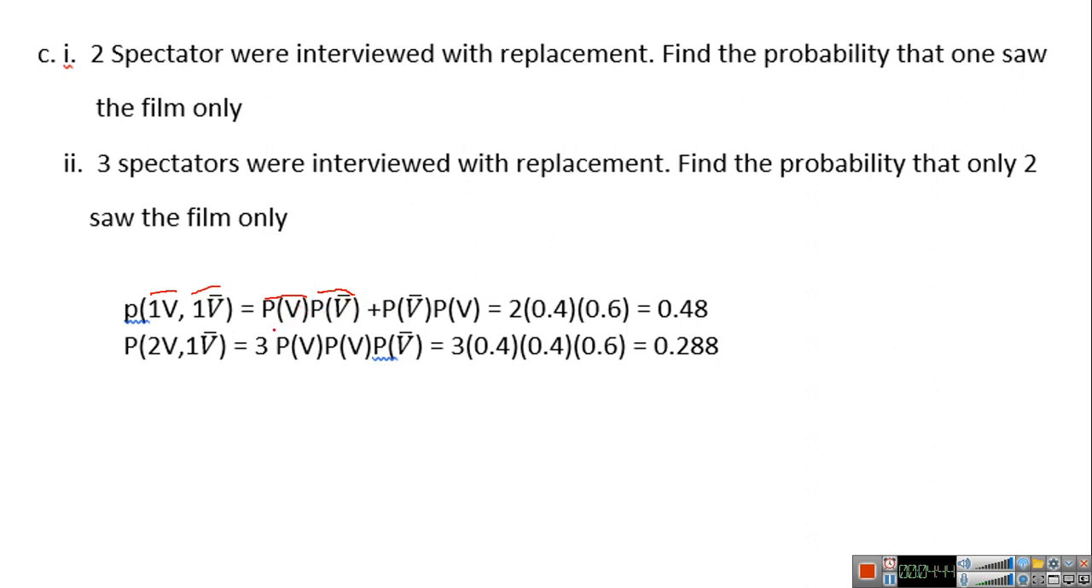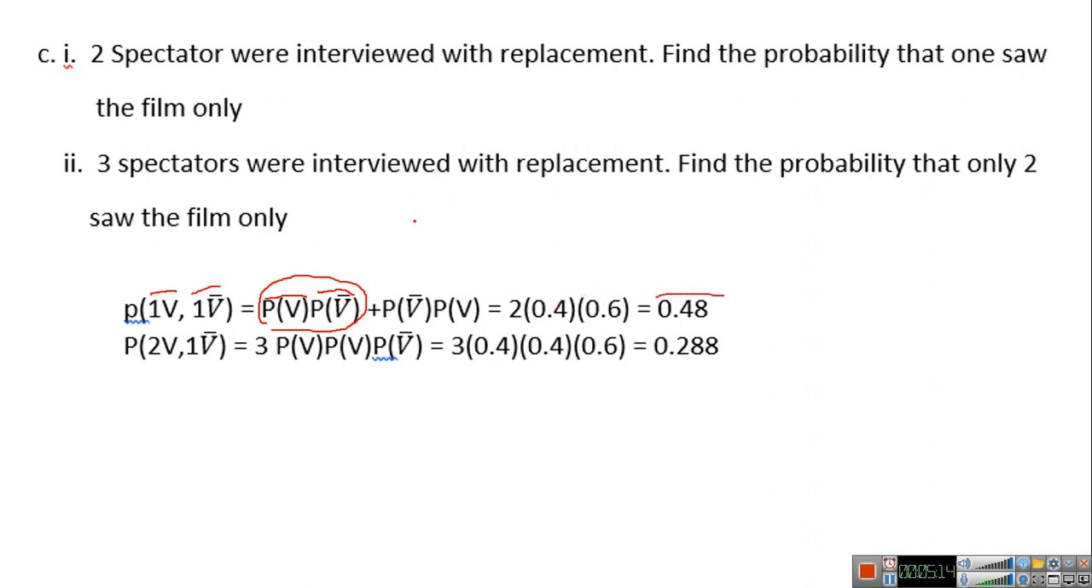So if I write here and I stop, it means I want the probability that the first one I pick saw the film and the second didn't see. But what about vice versa? That's why when you have total probability and the events are independent, you must consider all orders. So this is 2 times P of seen, 0.4, given before, times not seen, 0.6, the complement, 1 minus 0.4 is 0.6, and you get this one.